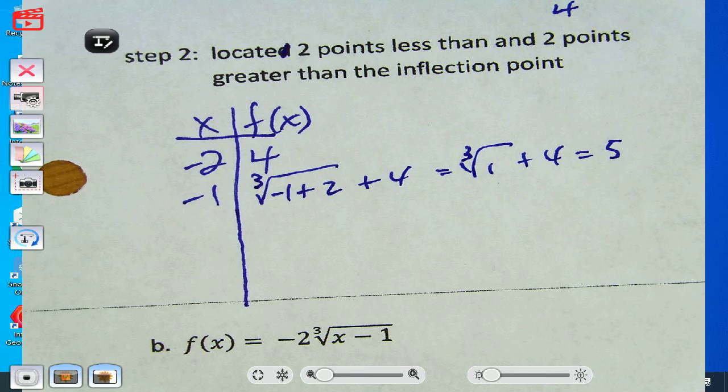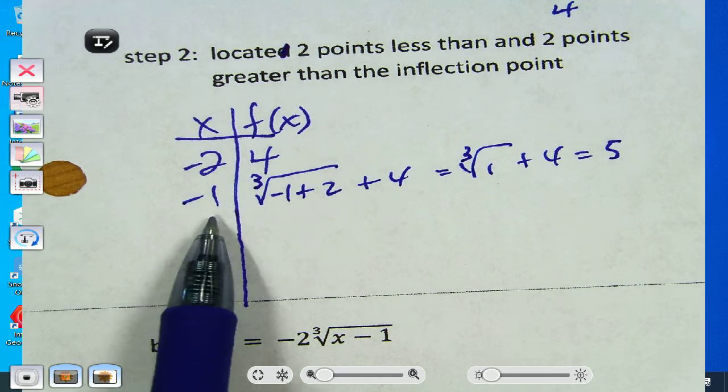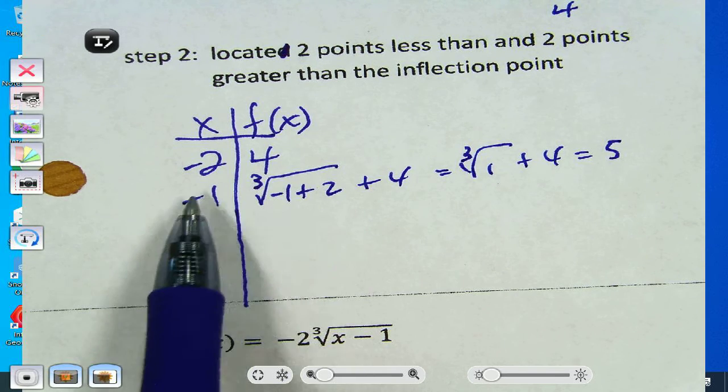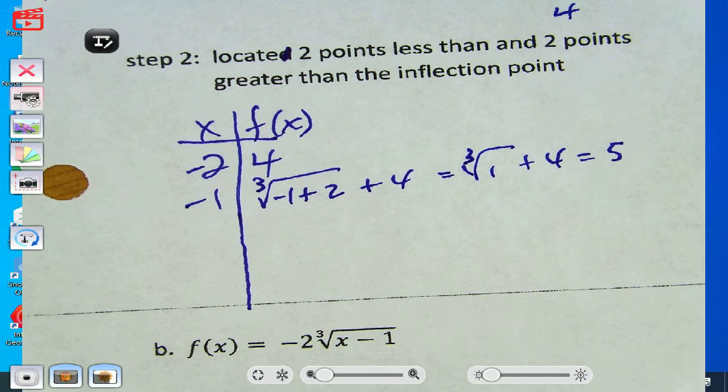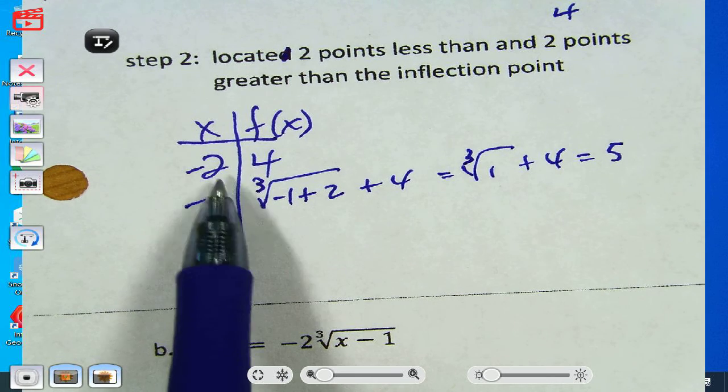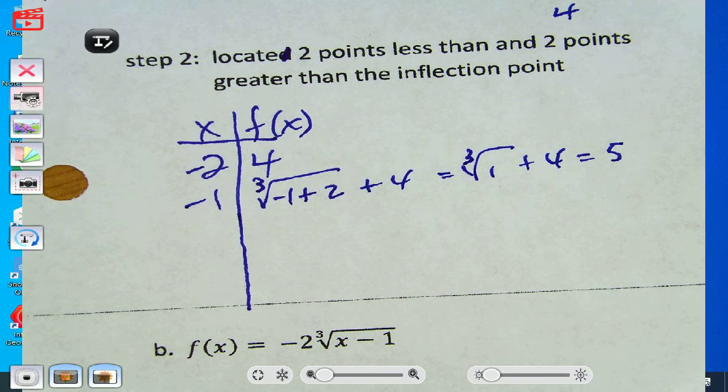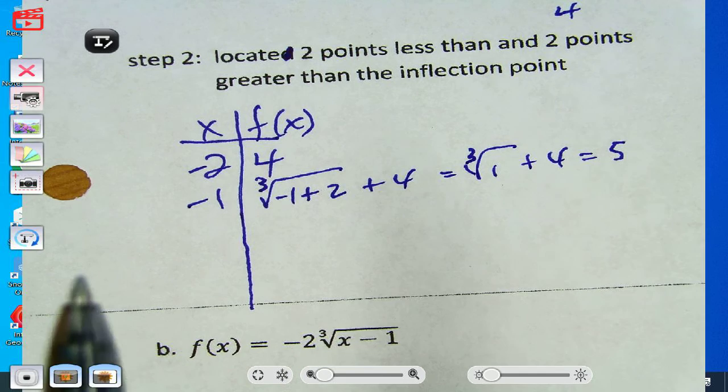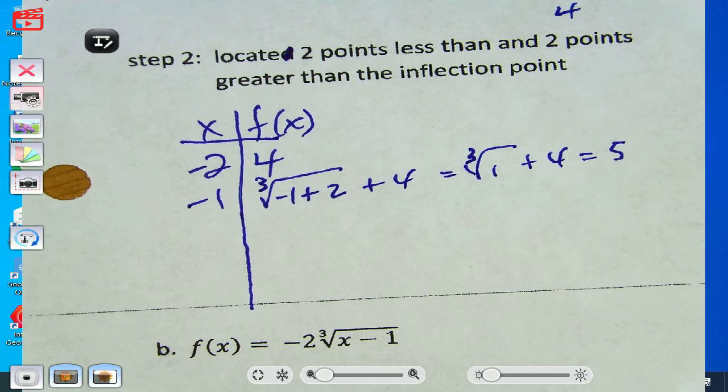Is that 2 points less or 2 points greater than the inflection point? That's only 1. Negative 2, 4 is the inflection point. Is that one down or up? Well, think about it. Is negative 1 bigger or smaller than negative 2? Larger. So it's up. It's always going to be like that. Well, it depends on how you do it, but yeah.